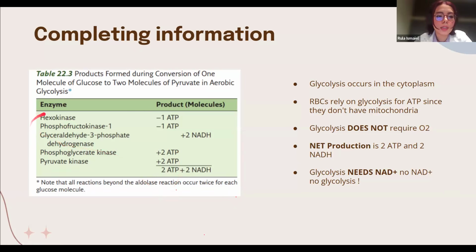Now you can see here, this is reaction 1, this is reaction 3, and so on and so forth. We invested 2 ATP, we gave glycolysis 2 ATP, and it's giving us 2 ATP back. And these 2 ATPs are what's being used by RBCs to carry out their normal function, as well as 2 NADHs from reaction 6.